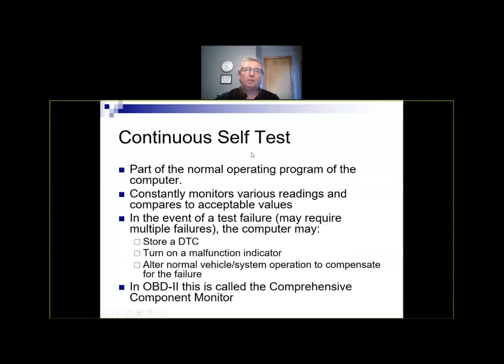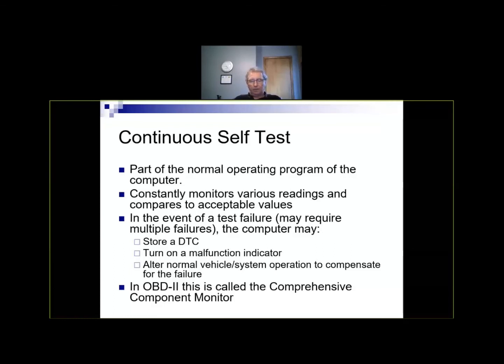So last slide we'll do for today, continuous self-test. This is just part of the normal operating program of the computer. As the car is going down the road, it looks at, let's say, coolant temperature, and it expects to see it always between certain numbers. It never expects to see 100 degrees below zero. It never expects to see 500 degrees Fahrenheit, right? So it has a range that it considers normal.